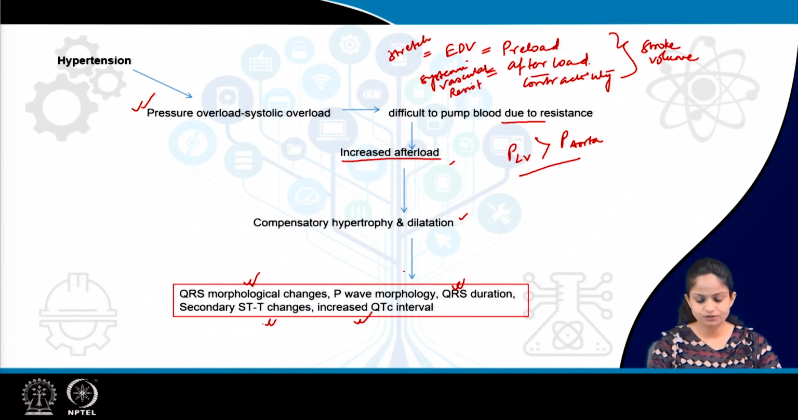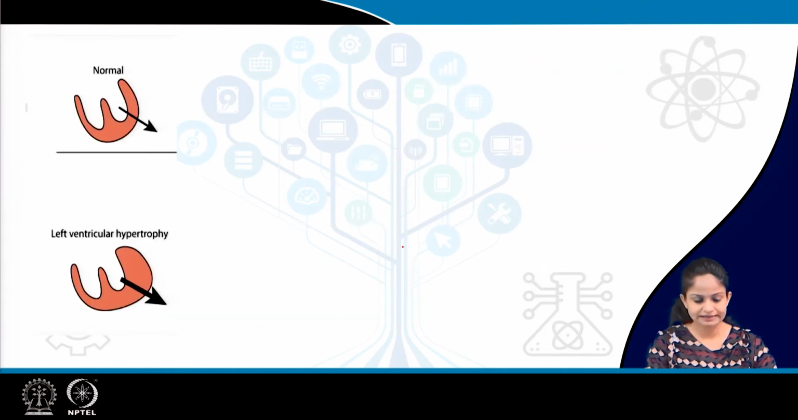There will be an increased QT interval, the corrected QT interval, which usually denotes the action potential duration. That will increase because of the prolonged depolarization of the ventricles. And of course, there will be a change in the P wave morphology, because along with the left ventricular hypertrophy we see in hypertension, there is also left atrial enlargement. That is why atrial enlargement is usually depicted by P wave morphological changes. So, now we will see what changes we are getting.